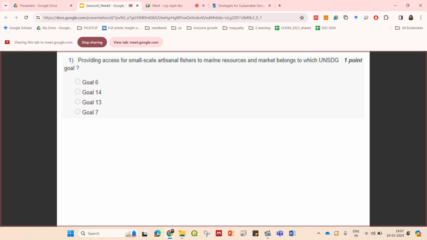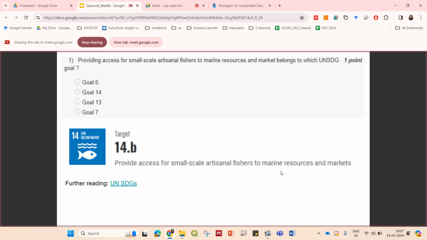So this is the first question for today: providing access for small scale artisanal fisheries to marine resources and markets belongs to which UN SDG goal? And you have several options: goal 6, goal 14, goal 13, or goal 7. First of all, from what the question is talking about, you can assess that it is talking about marine ecosystems. So this must belong to SDG 14, which is life below water.